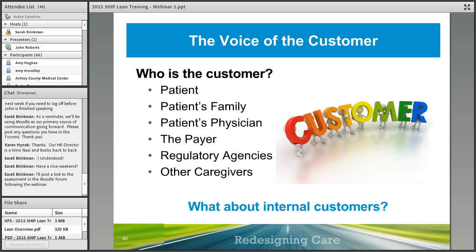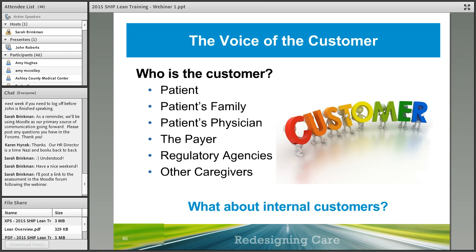As I mentioned earlier, taking a look at what that broad category of customer is, really, obviously it's the patient, but then it's other people too. It's the patient's family, it's the patient's physician, it could be the payer, it could be other regulatory agencies or other caregivers. And also we need to begin to look at ourselves internally and ask ourselves, aren't departments actually customers of each other? Because we all have a stake in making this process flow through the organization.